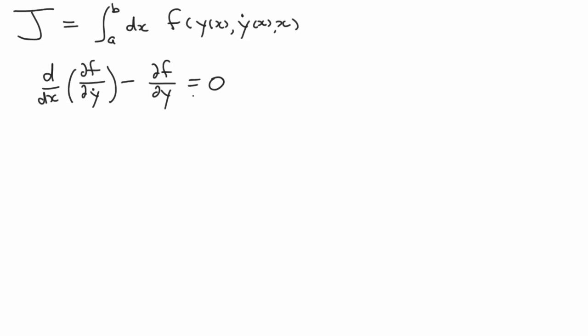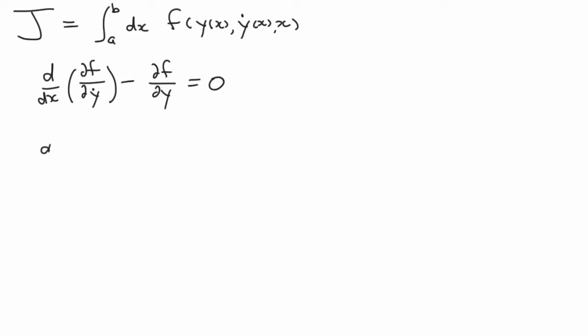A lot of people get very bothered by the fact that y of x here and y dot of x are not independent. And so how can you take the derivative of f with respect to y dot while holding y the same? And how can you take the derivative of f with respect to y while holding y dot constant? And the answer to that is easier to explain with an analogy.